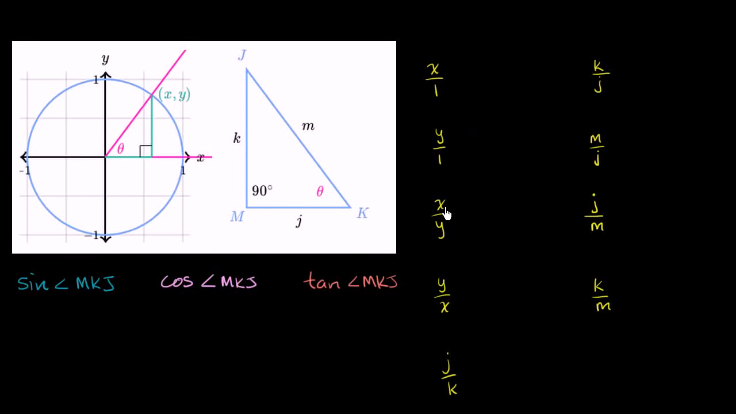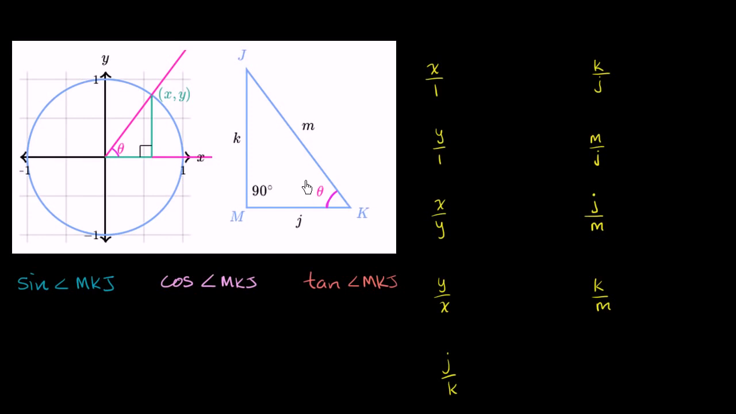On the right-hand side, we have a bunch of expressions that are just ratios of different information given in these two diagrams. And then over here on the left, we have the sine taken of angle MKJ, cosine of angle MKJ, and tangent of angle MKJ. And angle MKJ is this angle right over here, same thing as theta. So these two angles have the same measure. We see that right over there.